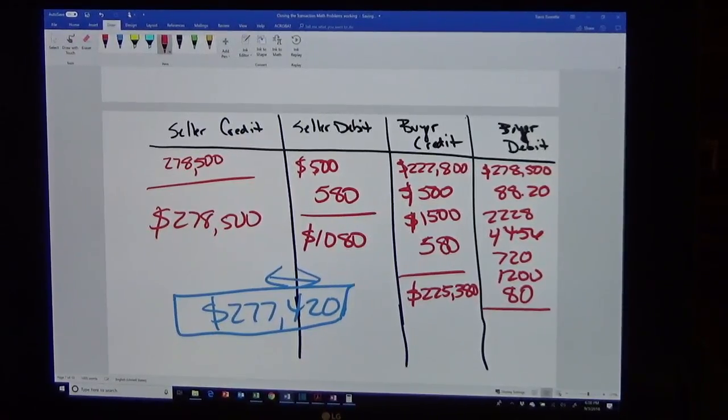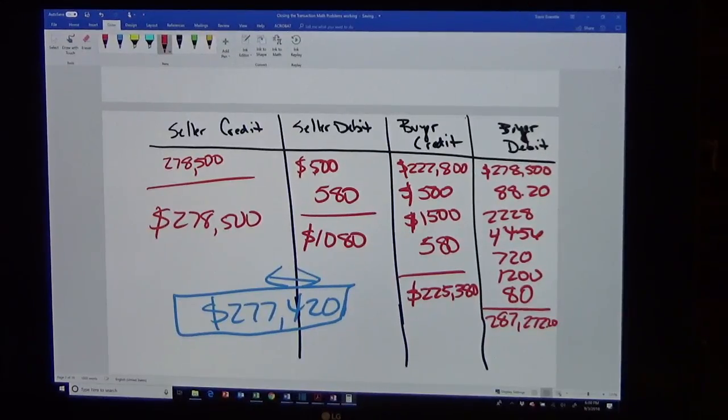And then we want to total the buyer debits. That's $278,500 plus $88.20 plus $2,228 plus $4,456 plus $720 plus $1,200 plus $80, and that is $287,272.20. Alright, and I'm going to check that number again.